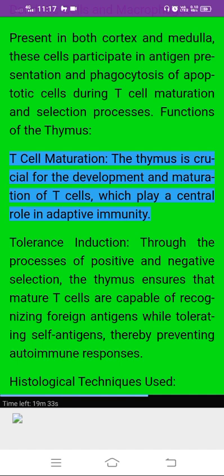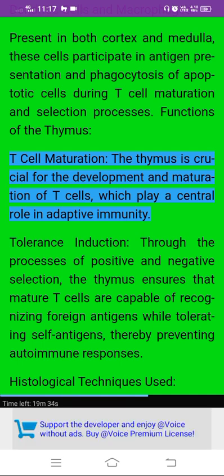Functions of the thymus. T cell maturation. The thymus is crucial for the development and maturation of T cells, which play a central role in adaptive immunity. Tolerance induction. Through the processes of positive and negative selection, the thymus ensures that mature T cells are capable of recognizing foreign antigens while tolerating self-antigens, thereby preventing autoimmune responses.